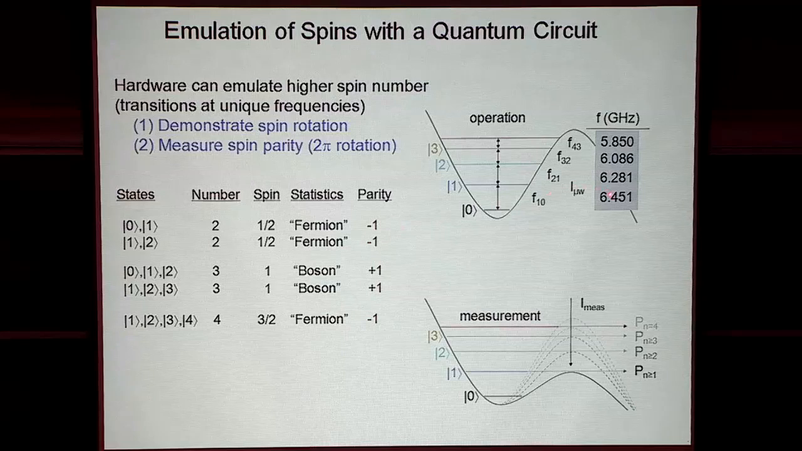And given that all these transition frequencies are different, we can put microwaves in at different frequencies and tune up to all those transitions and control everything in a nice way.